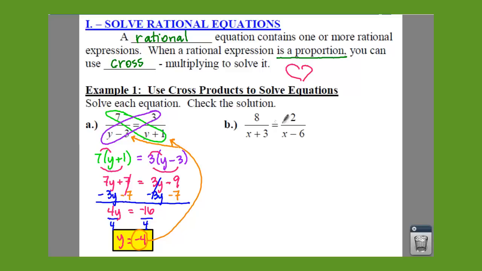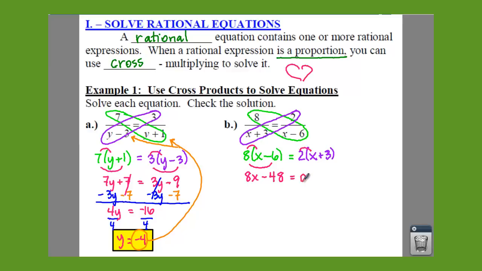Now let's do the problem on the right. For example 1b, we're going to take 8 times x minus 6, and don't forget your parentheses around your x minus 6. On the right, you're going to get 2 times the quantity of x plus 3. And when you do the distributive property, 8 times x and 8 times negative 6 gives you 8x minus 48. And on the right, 2 times x gives us 2x plus 6. So don't forget to multiply by both terms.